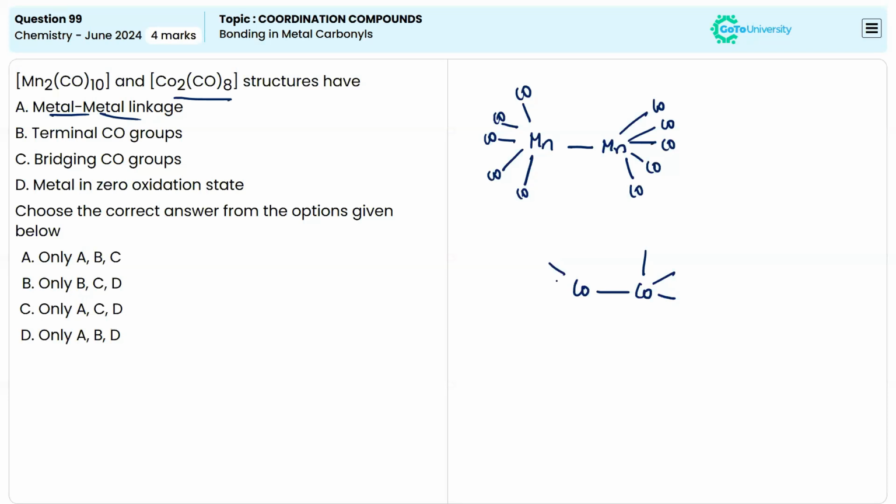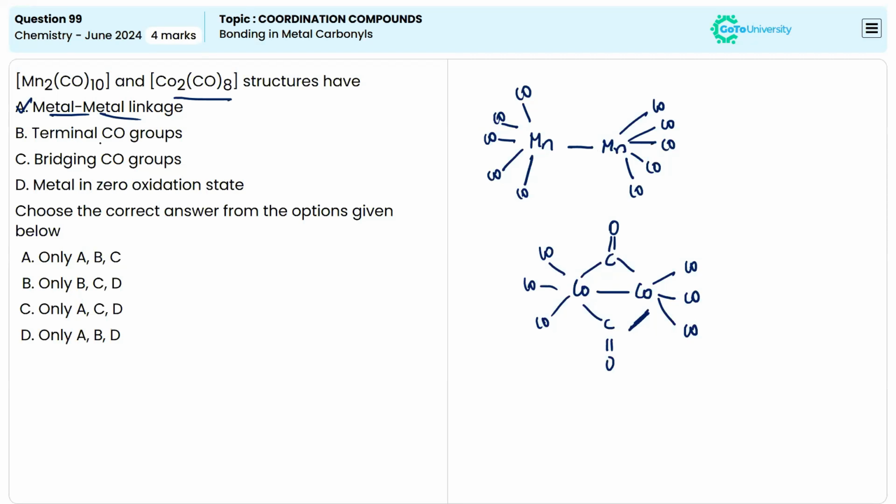3 will be on both the cobalt atoms. They are connected by CO group by bridging. So, 3 CO groups will be on both of the cobalt, and the other 2 will be the bridging CO groups. Okay, so if you consider the first one, metal-metal linkage, we can analyze in these two compounds. Both of them contain a metal-metal linkage because the manganese bond is here, the cobalt bond is here. So this is okay for both, right?